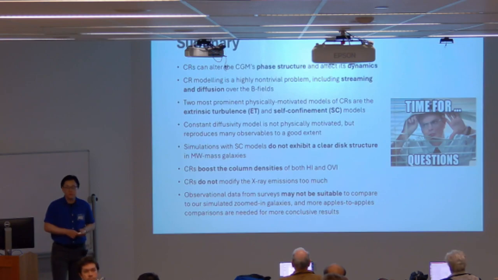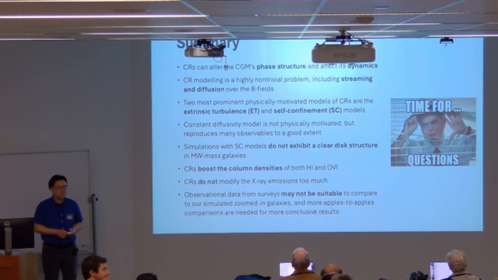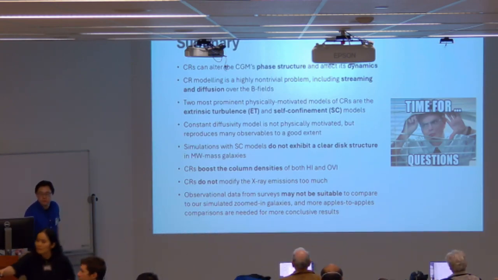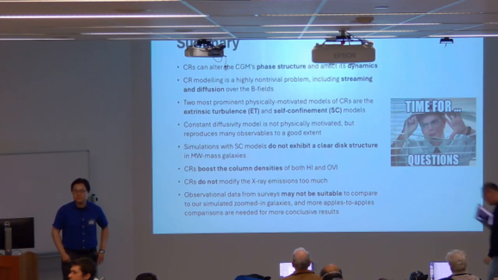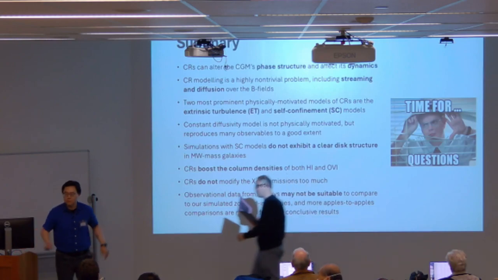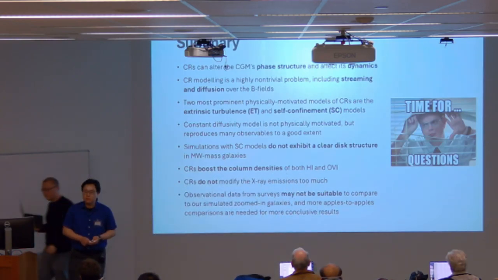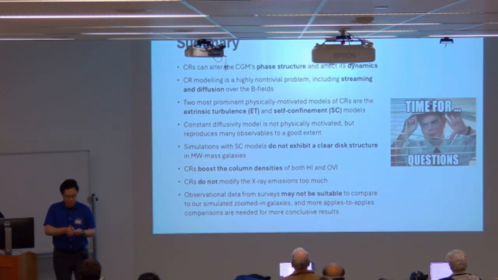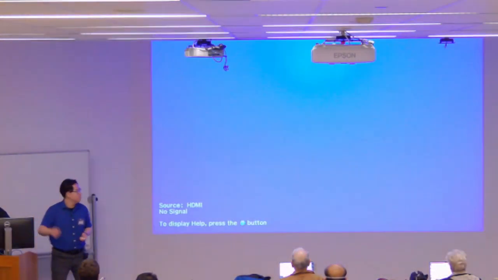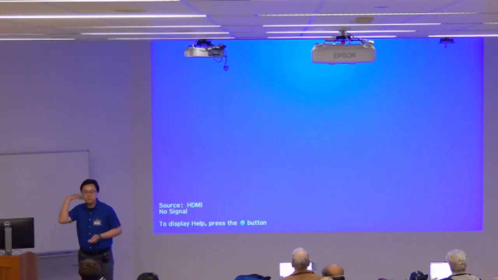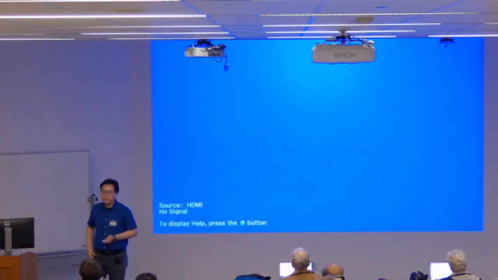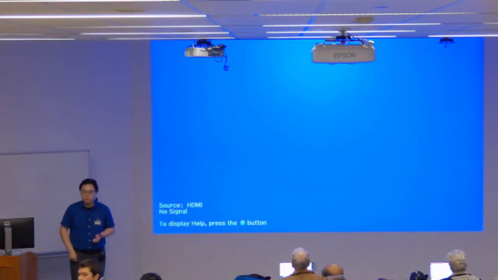And one more over there. Hi, Sam. Thanks. This is super interesting. I wonder, the very strong effects that you showed on the CGM phase structure, those results were for a specific version of your cosmic ray diffusivity model, or is that very generic and that happens with almost all of the models?